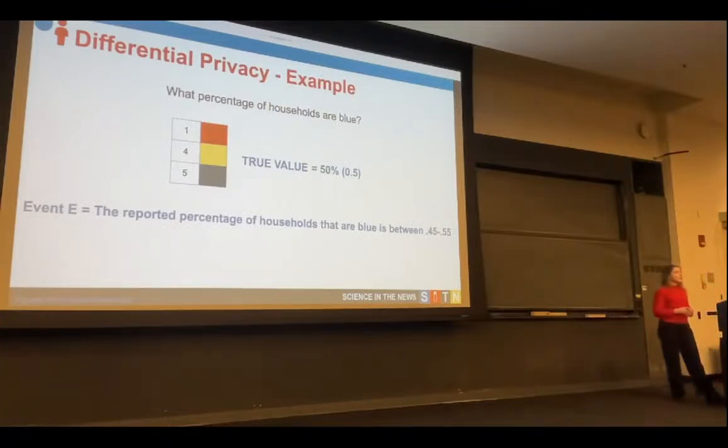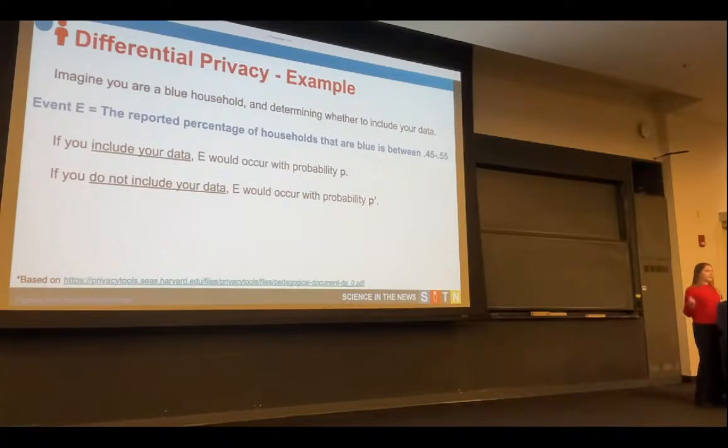So we can say we want to share information about what percentage of households are blue, right? So we have this table of data from County A, and we say, okay, there's 10 households, and the true value is that 50% of those houses are blue. So we can take this event. We can say we want to figure out how likely it is that the reported percentage of households that are blue would be between 45 and 55%. We can do this for any event, or for any percentage, but I think we picked 45 to 55. So we can imagine we're a blue house, trying to decide whether or not we want our data to be included in this data set.